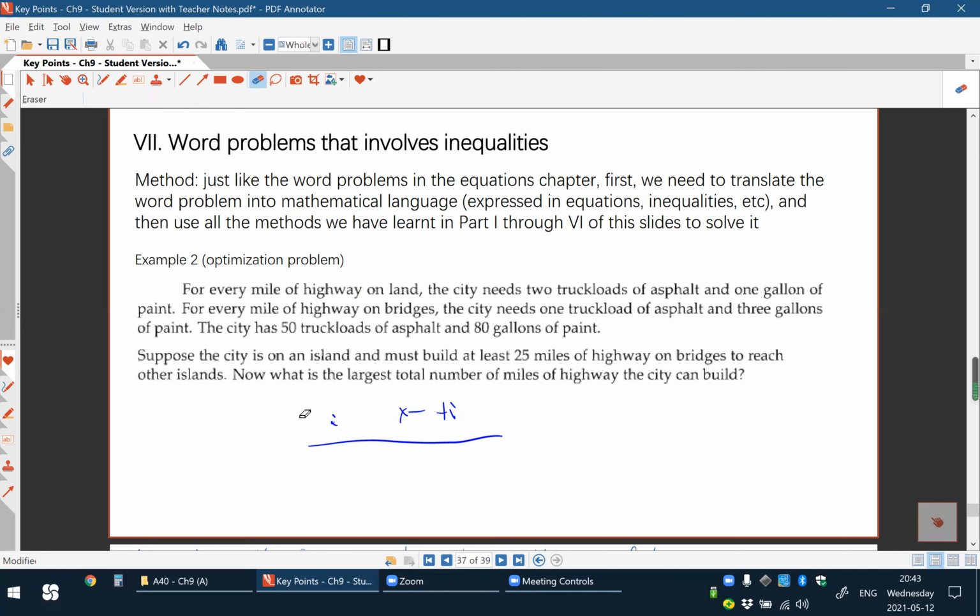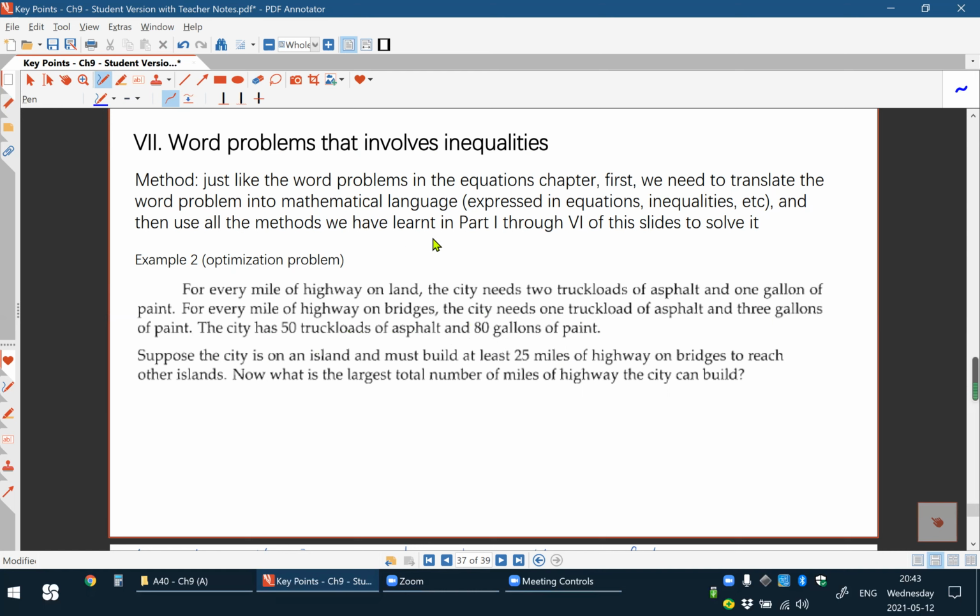Okay, please read these questions first. Okay, I'll read it for you. For every mile of highway on land, the city needs 2 truckloads of asphalt and 1 gallon of paint. For every mile of highway on bridges, the city needs 1 truckload of asphalt and 3 gallons of paint. City has 50 truckloads of asphalt and 80 gallons of paint.